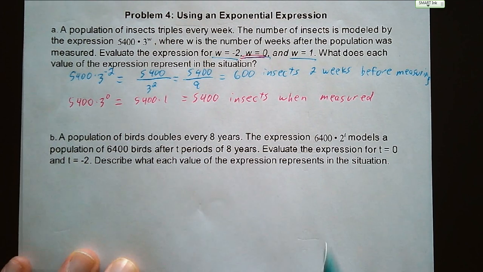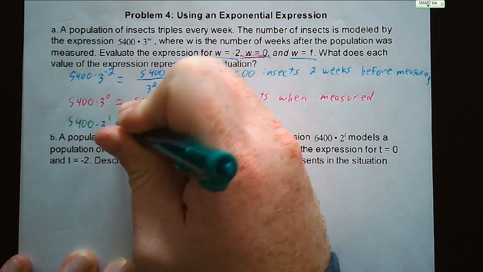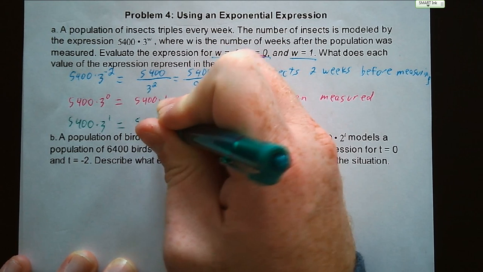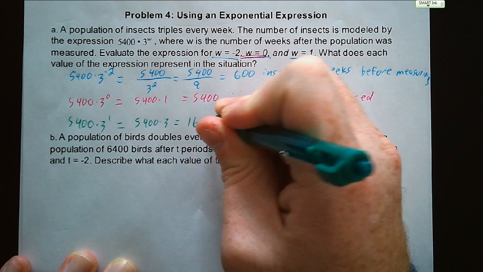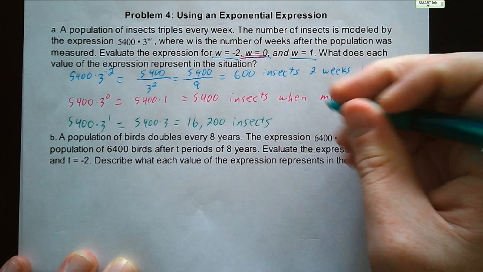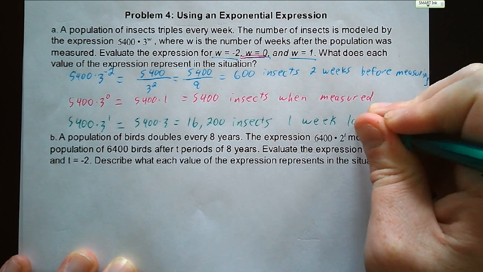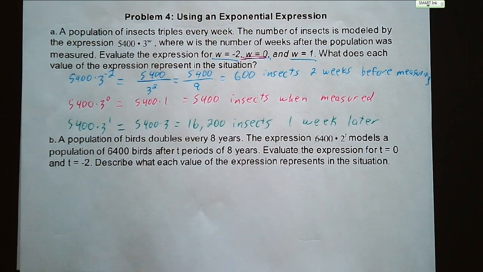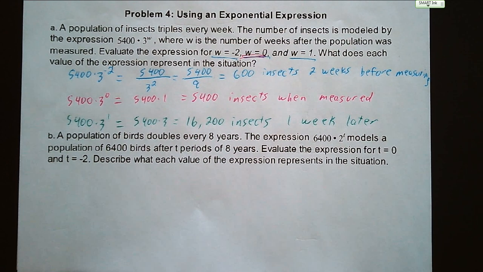So the last one is w equals 1. So we have 5,400 times 3 to the first power, which is 5,400 times 3, and that is equal to 16,200 insects 1 week later. Okay, so 1 week after we measured, our population went from 5,400 to 16,200. I want you guys to try letter B on your own, and then I will go over it.